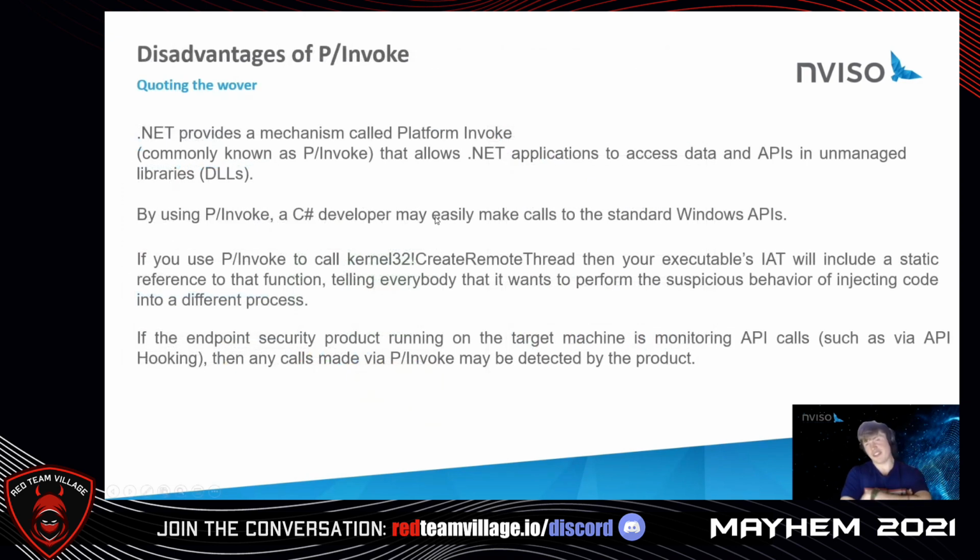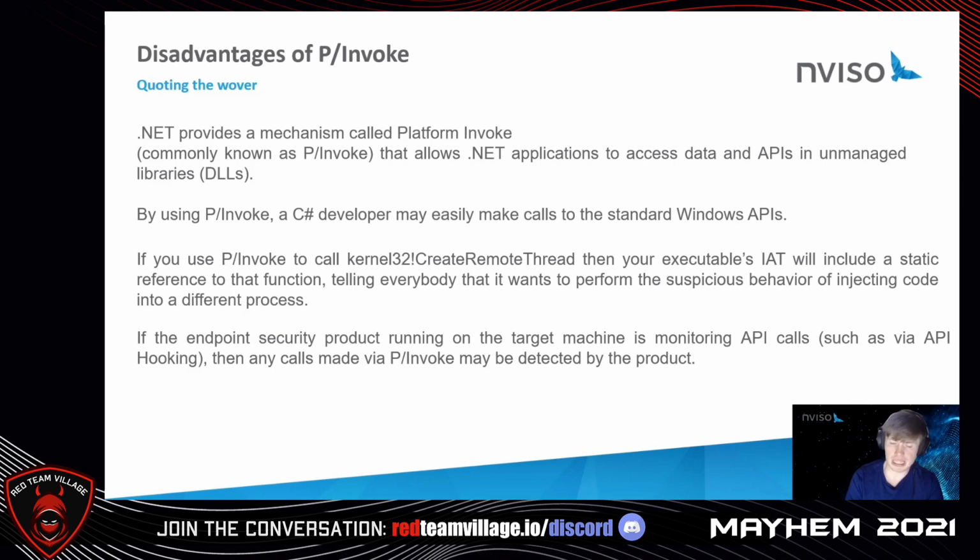And here is where it gets interesting, because here is where the invokes start to shine. .NET provides a mechanism called platform invoke, or pinvoke. That's the term I already mentioned during the talk, that allows .NET applications to access data and APIs in unmanaged libraries or DLLs. So that's the common way of doing things. That's how most developers do that. They use pinvoke in order to include DLLs into their C# code, so they can use those API calls from those DLLs. But by using pinvoke, you actually have some disadvantages as well, because, for example, the import address table would have the reference to your imported addresses.